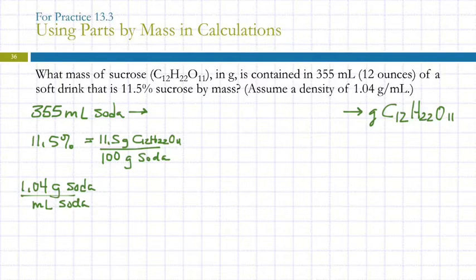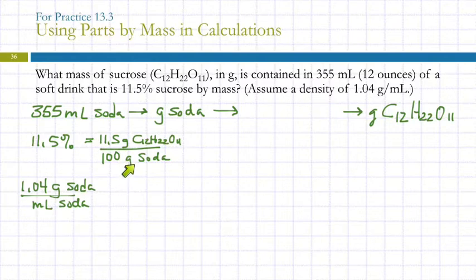We're going to look at what we've got available to us. Well, here we have a density for the soda. We have a volume. We can use the density to calculate how many grams of soda. And then we're probably going to need to use this as well. This relates grams of sucrose to grams of soda, right?